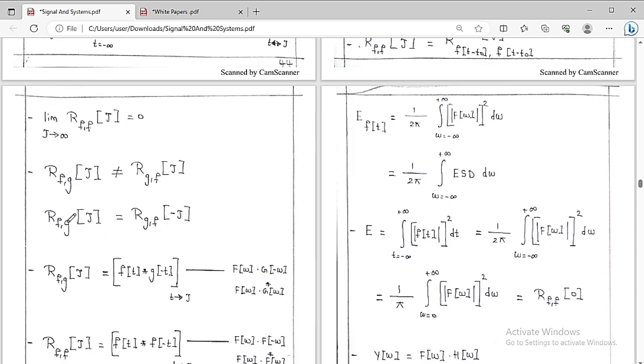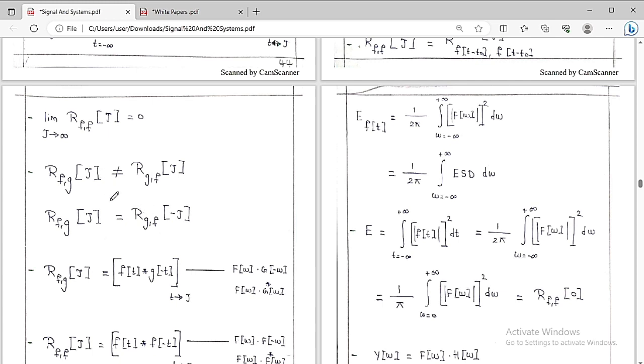But how they are going to be equal is, just here substitute plus tau and here substitute minus tau, then both will be equal. So we can say the cross correlation of f and g and the cross correlation of g and f are equal. Even here it is a plus tau and it is a minus tau. So this is what I am trying to tell you. Therefore you have to remember this.